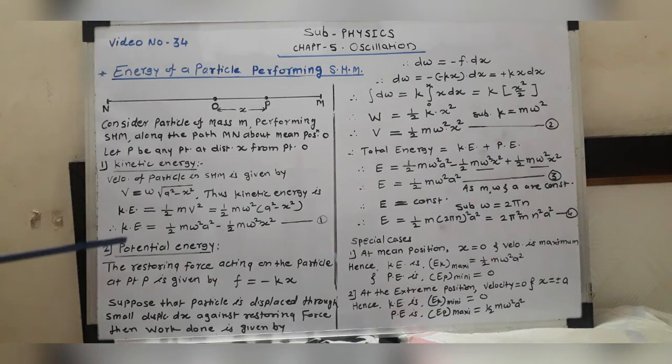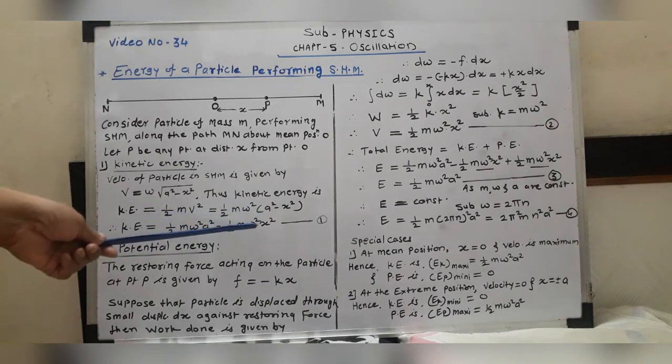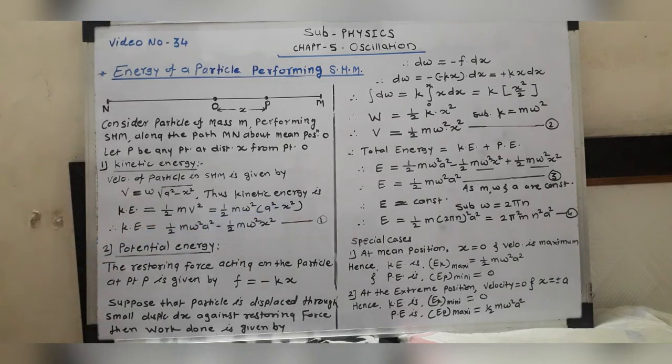We have to split these terms. Kinetic energy is equal to 1/2 m omega square a square minus 1/2 m omega square x square. And this is nothing but equation number 1, and this is the kinetic energy. We have to remember these terms. Kinetic energy is nothing but what? 1/2 m omega square a square minus 1/2 m omega square x square. Equation number 1.